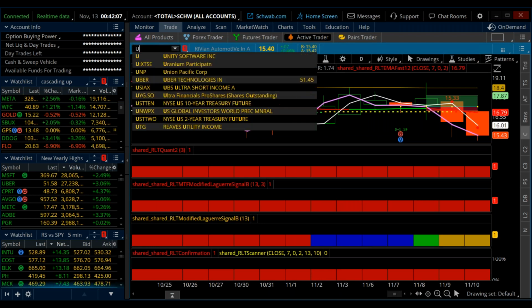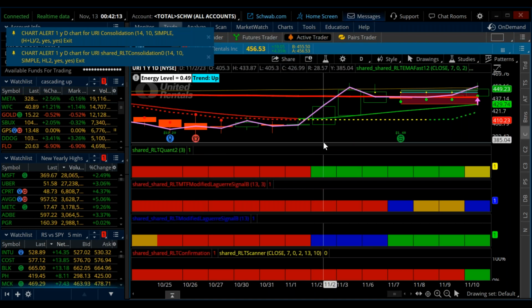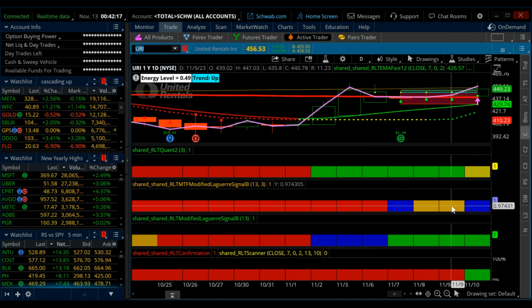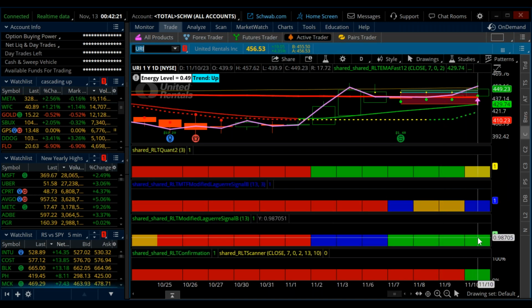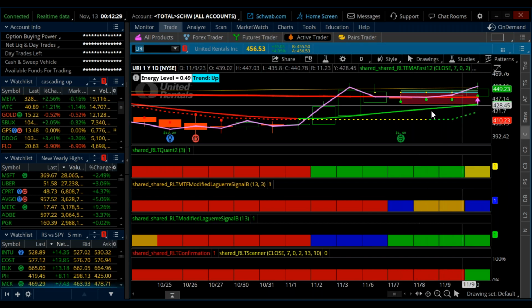I want to also look at URI, trying to mix in some longs and shorts. Okay, so here's URI. Now URI, you see the multi-time frame momentum is just switching over to bullish right now. Current time frame momentum is bullish. The multi-time frame trend is not that critical because you've got a current time frame trend, which is this 15 right here, nice and green.